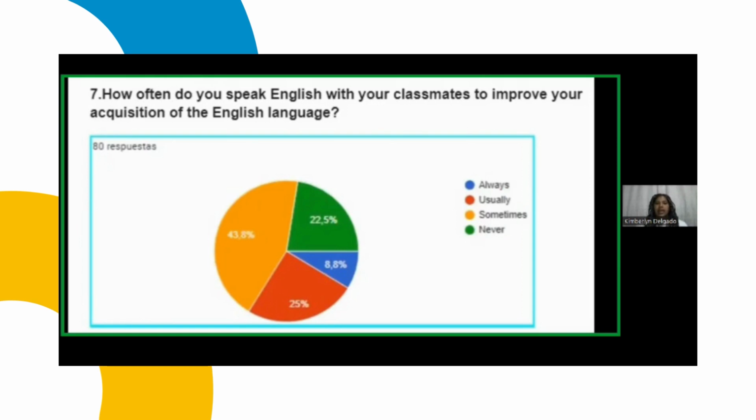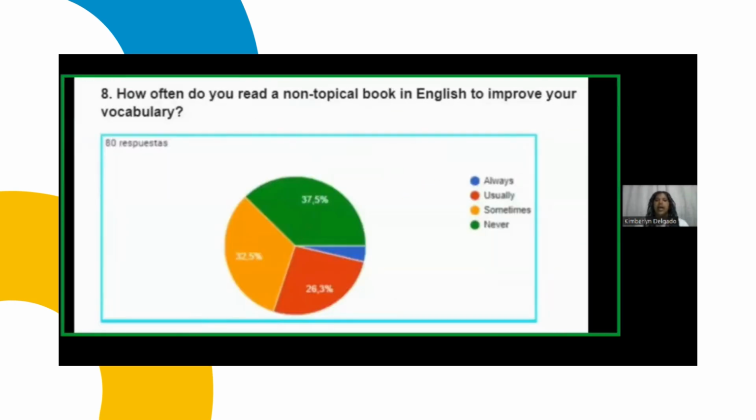More than half of the participants try to speak English with their peers to improve their acquisition in English language. The eighth question is, how often do you read a non-school book in English to improve your vocabulary?